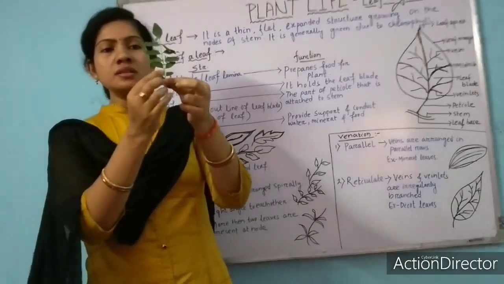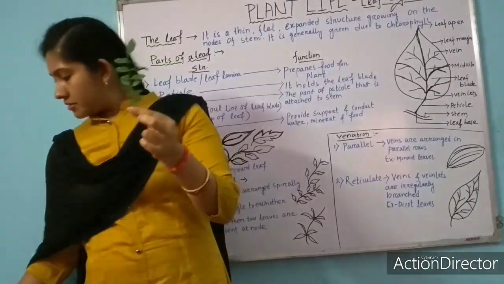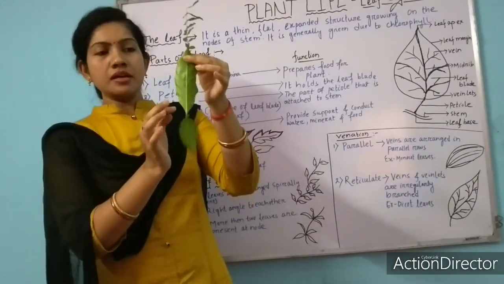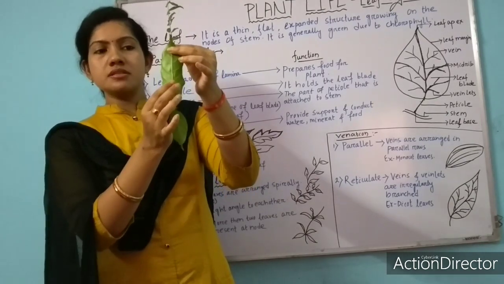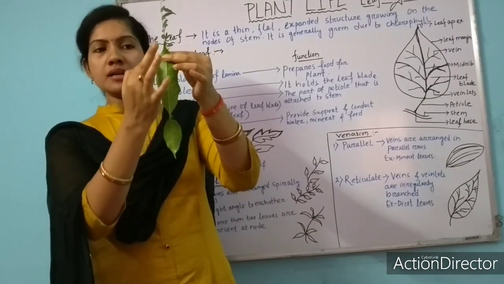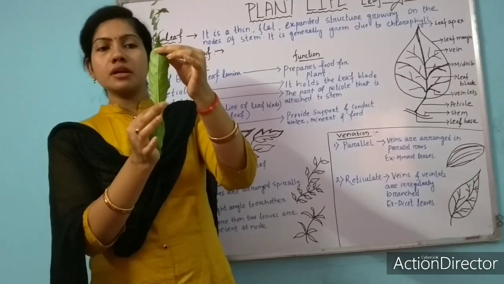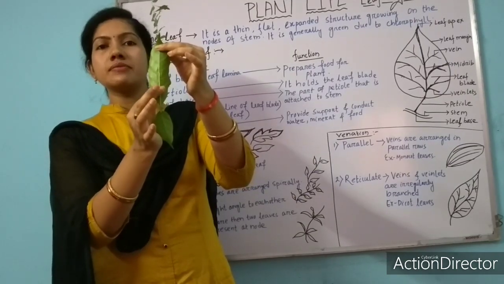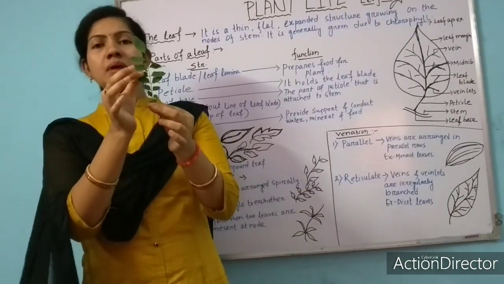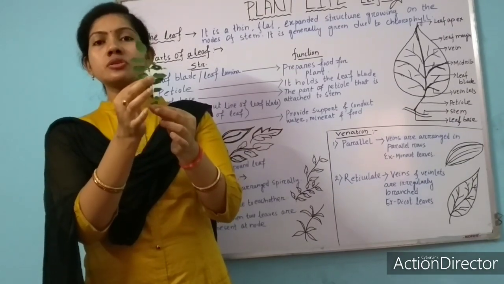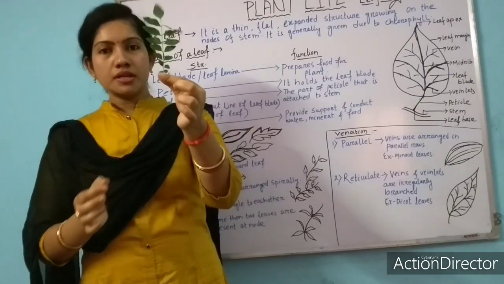Here the leaf margin is not divided. This is the midrib and the leaf margin is not divided, so we can call it as what? Simple leaf. Here the leaf margins are divided and again touched to the midrib. We call it as compound leaf.